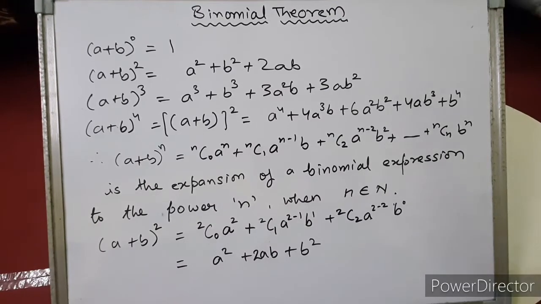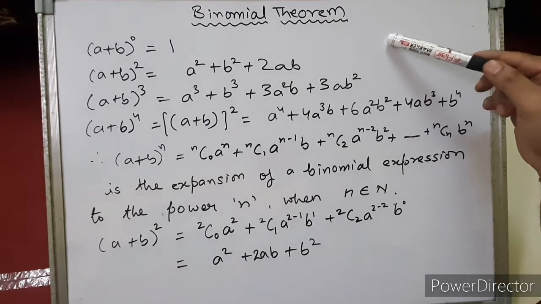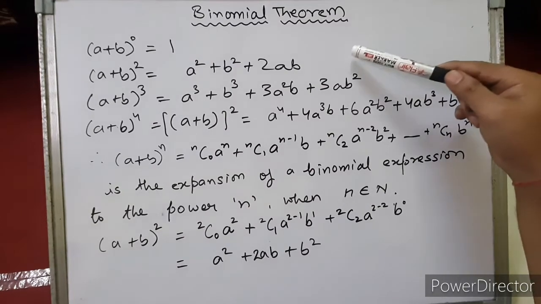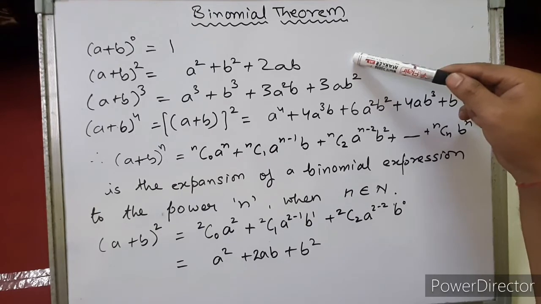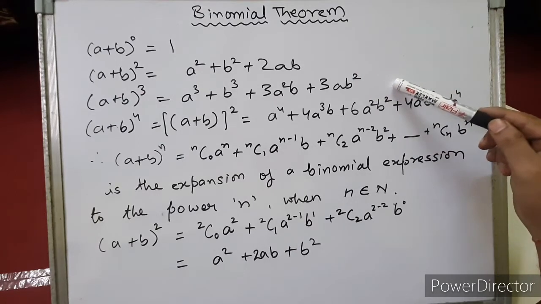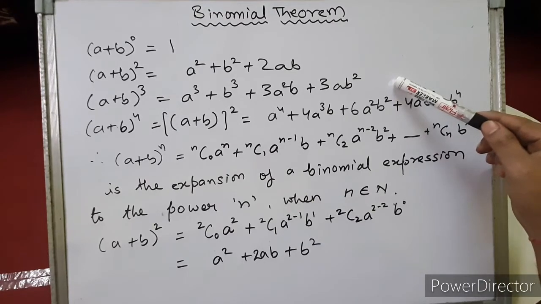Let's start with a simple concept. If it is written a plus b to the whole power 0, then if any term has power 0, the value of that term will be 1. If it is written a plus b to the whole square, it will be a square plus b square plus 2ab. We have studied this expansion in class 6. If it is written a plus b to the whole cube, then it will be a cube plus b cube plus 3a square b plus 3ab square.